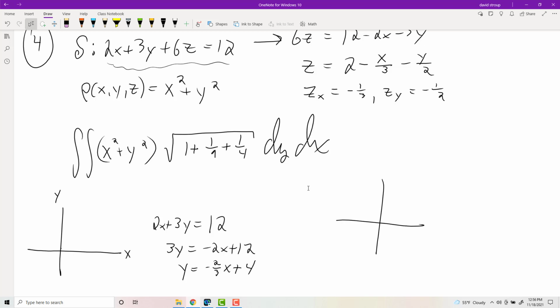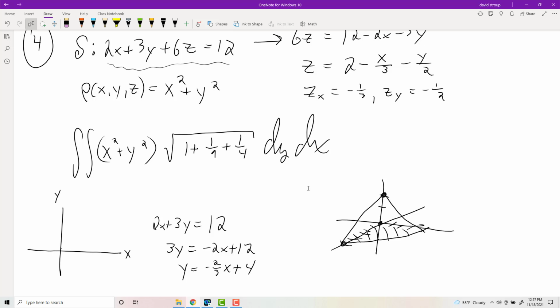If I graphed it just in 3 dimensions, you could kind of see it. So I just want to make sure I'm not getting the wrong region. When x and y are 0, z is 2. When y and z are 0, x is 6. 2, 3, 4, 5, 6. And then when x and z are 0, y is 4. 1, 2, 3, 4. So that's our surface. And of course, in the first quadrant, it's just this triangle region that we're integrating over.